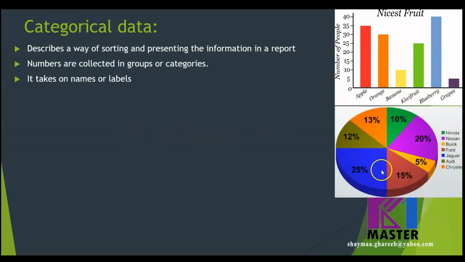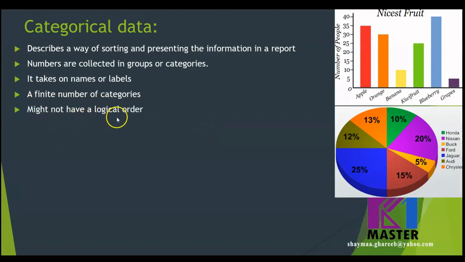And the data here in this pie chart are types of cars. It also has a finite number of categories. It might not have a logical order. What does this mean? Look at the order of the fruits in this example. Does the order matter here? If I changed the places of the fruits, would this affect the data?